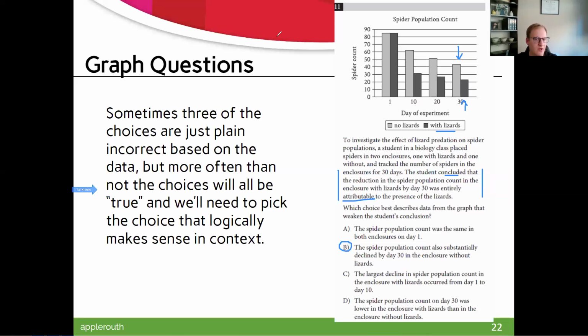This question is a little weird because usually we're trying to strengthen the conclusion, but if B is the way we read that graph, it certainly weakens the conclusion that the lizards are the only reason spiders are being reduced. Again, these are questions you may want to finish with just because they can take a long time. All the answers can look similar. So if you're tired or you're struggling for time, these can be trickier. But that's that for verbal.